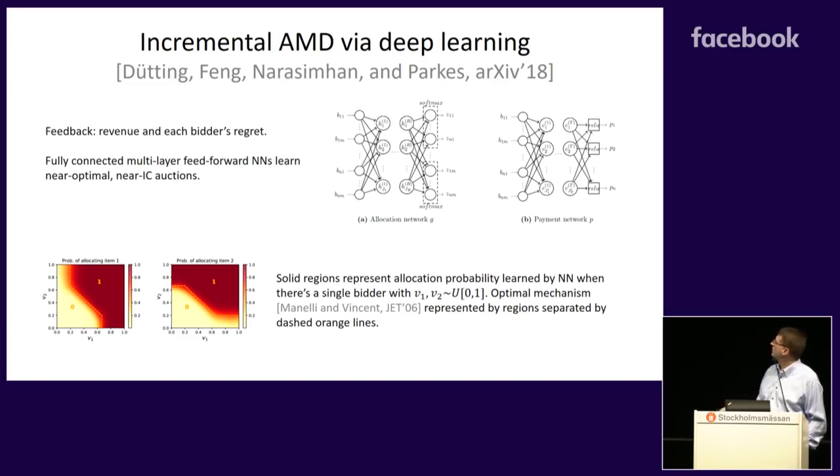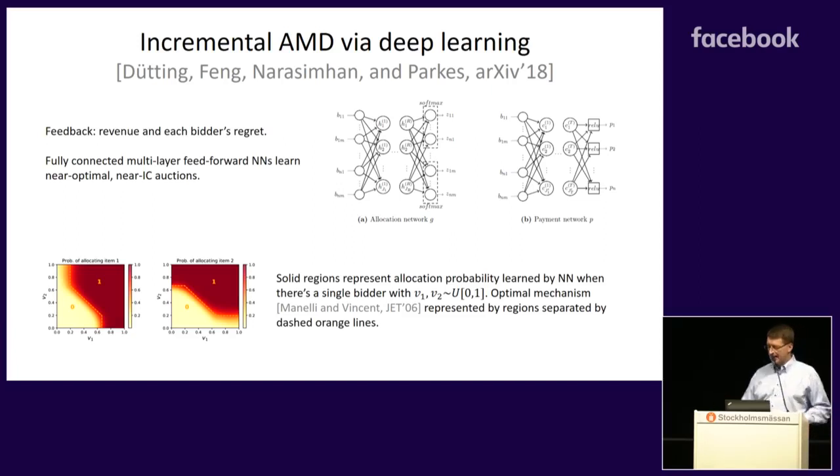And here's one example from the paper. There are other structures as well. So here we have the additive case where there's no complementarity or substitutability in the preferences. We have the bids for each player for each item here as input. And then as output, we have the allocation probabilities of the items to those bidders. We also have a payment network here that takes the same input but has the payments of the different players as output.